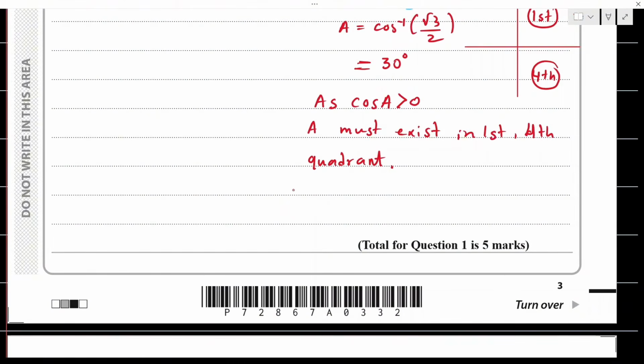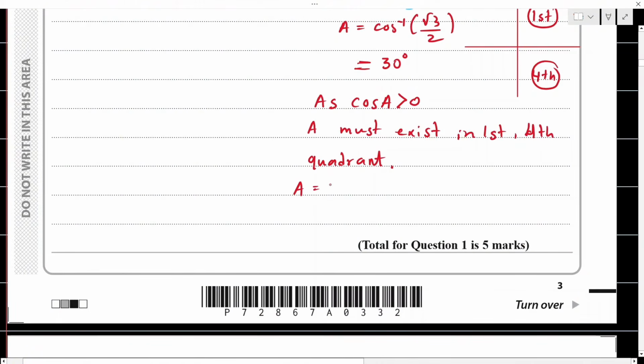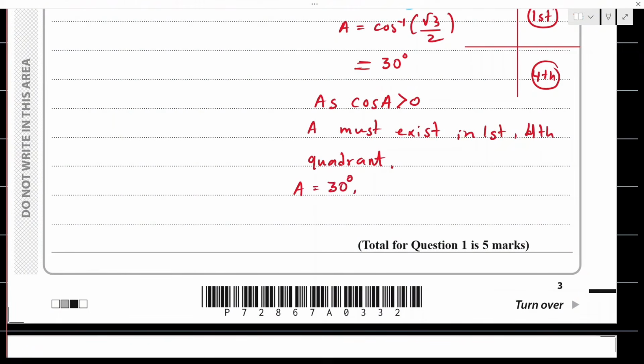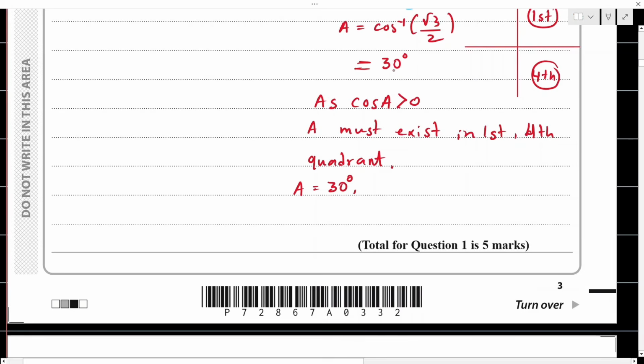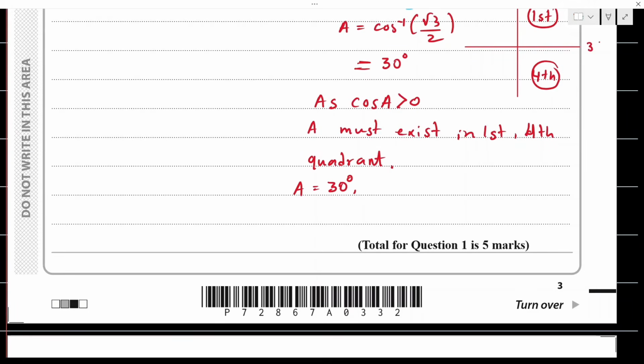So in order to find the values in the first and the fourth quadrant, the value in the first quadrant is equal to the basic acute angle. The angle in the first quadrant is just the basic acute angle. But in order to find the value in the fourth quadrant, we need to subtract the value of the basic acute angle from 360. So in order to find the fourth quadrant value, I have to do 360 minus 30.